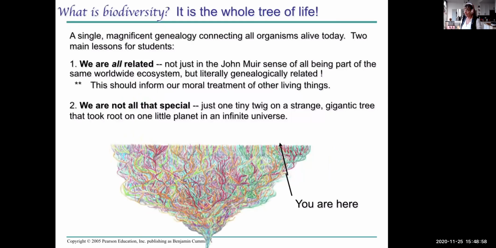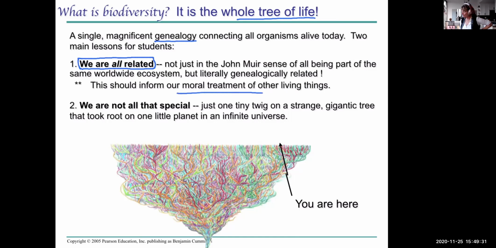And he had to name all the biodiversity, the whole tree of life. That is what biodiversity is. It's a magnificent genealogy or relatedness connecting all organisms alive today. That's the tree of life. Two main lessons for us, not just students, but for me too. We are all related. Yeah, not just in the John Muir sense of all being part of the same worldwide ecosystem, but literally genealogically related.